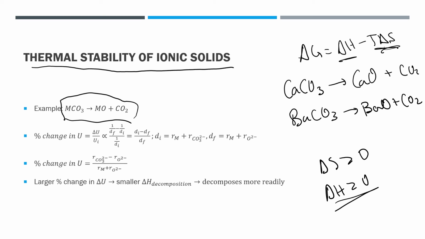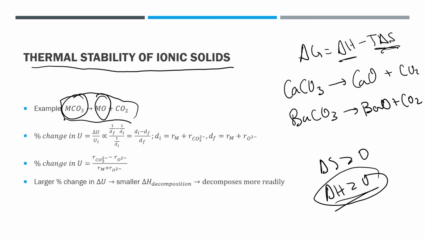Because, for example, we're looking at the change in delta U between our carbonate and our oxide. So if our metal oxide is lower in potential energy, or quote unquote more stable, then that's probably going to mean a lower delta H. Whereas if our metal carbonate is more stable than our metal oxide, that's going to mean a higher delta H in terms of this forward reaction. Okay, so let's go and calculate our percent change in delta U, or in potential energy.